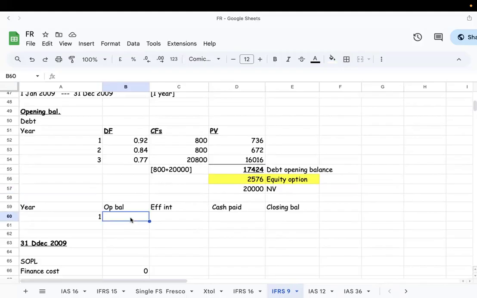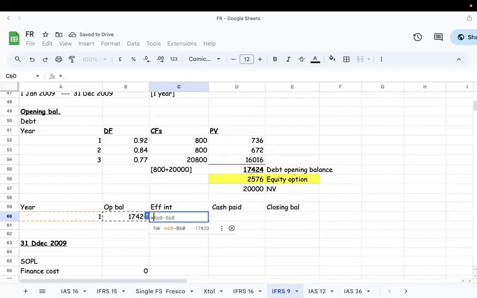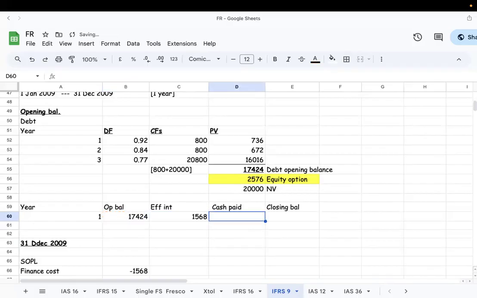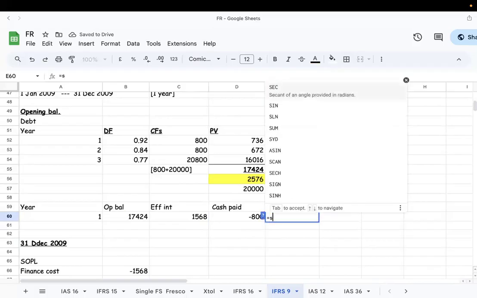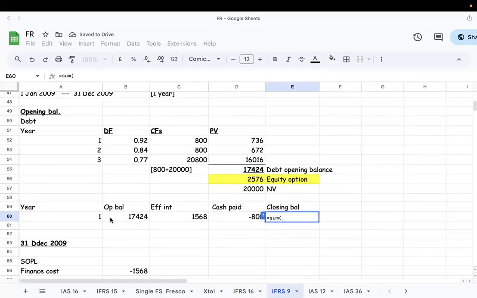The debt instrument would be taken at amortised cost, right? So the opening balance you have already found, that is 17,424. Effective interest is going to be 9%, right? And the cash paid is going to be minus 800 that we have already calculated. What is the closing balance? This one. Understood?